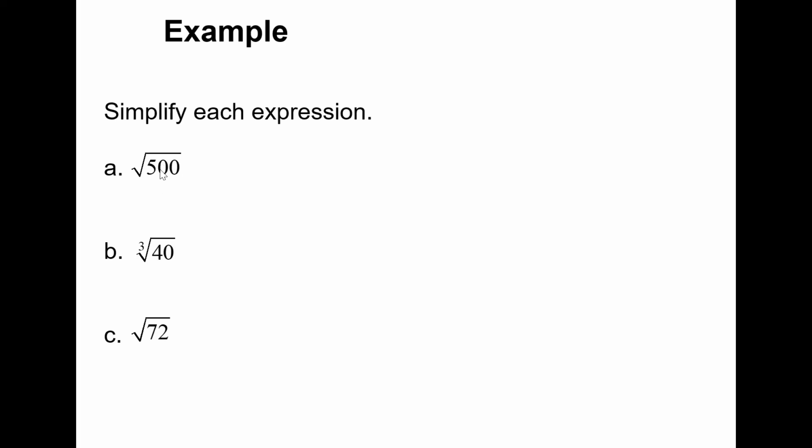So we have the square root of 500. Well, we're going to break it apart now. Instead of multiplying it together, we're breaking it apart. So if we have 5 times 100, we could take the square root of 100 and get 10. So we have 10 square root of 5, and that's how we're going to do it.